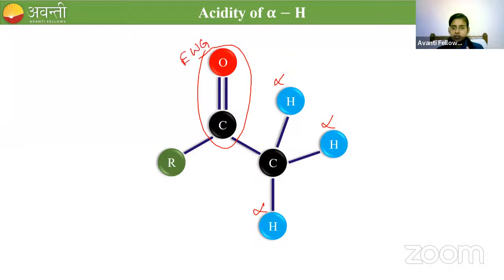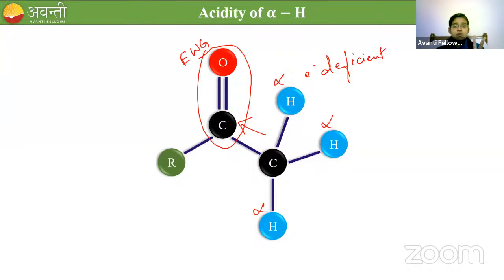So they will withdraw the electrons from the CH3 group here. So they become acidic in nature. They become electron deficient and they are acidic. Electron deficient species are called acids, right? So they are acidic in nature.